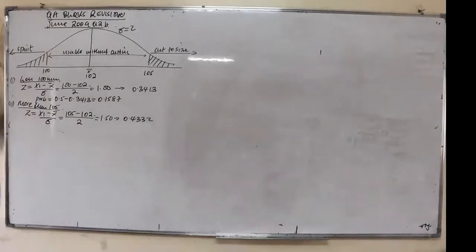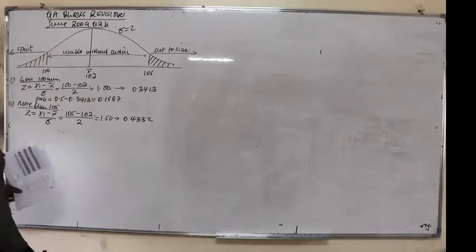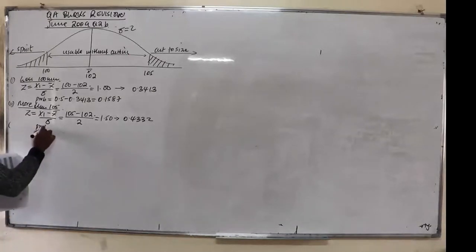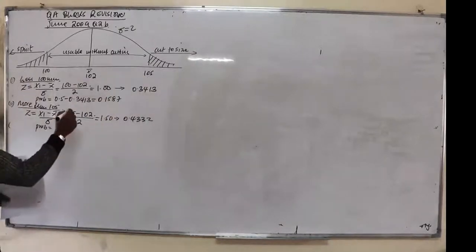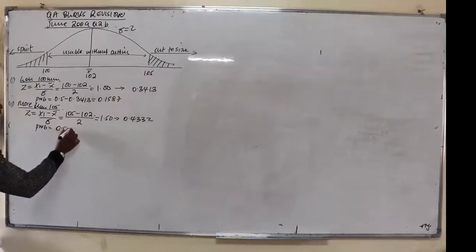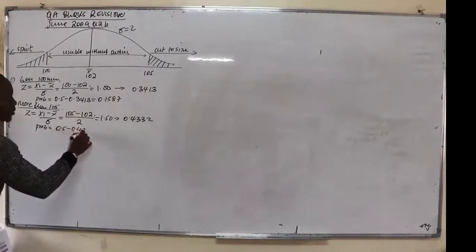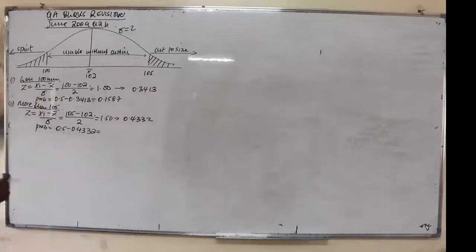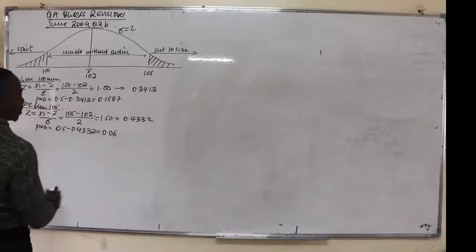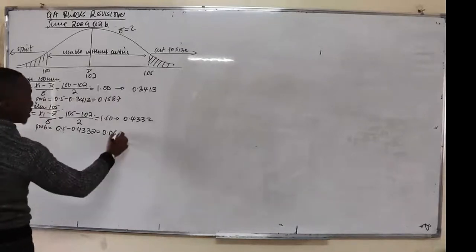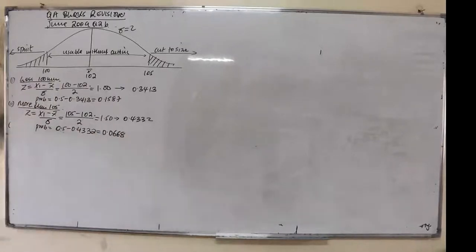But that's not the probability of being greater than 105. To get its actual probability, remember what we have gotten here is between 102 and 105. So for greater than 105, you take 0.5 and deduct 0.4332. You get a probability of 0.0668, right? Yes. So I think we have analyzed that.